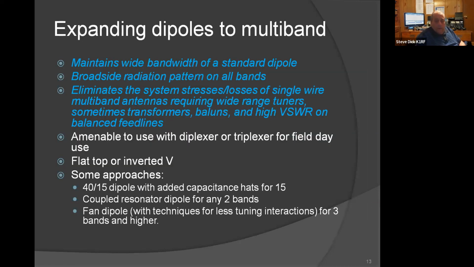Now, how can we take advantage of a dipole's nice properties of directionality and somehow expand it to multi-band operation? And why would we want to do that? Well, for several reasons. It'll maintain the wide bandwidth of a standard dipole. It'll have a broadside radiation pattern on all bands. And it eliminates some of the system stresses you might have with other antennas requiring a wide range tuner, sometimes transformers or balun, and high VSWR. So you're eliminating those potential issues.